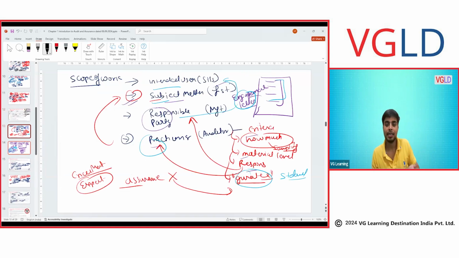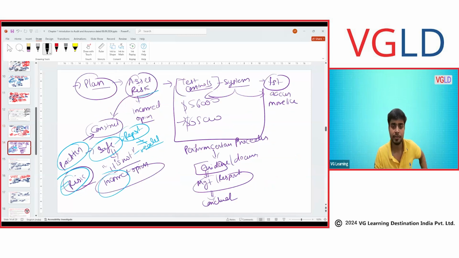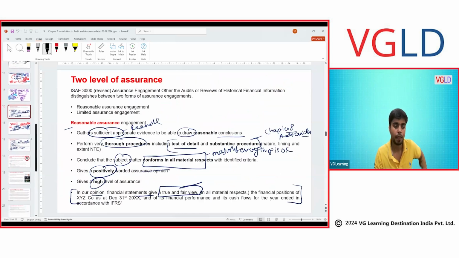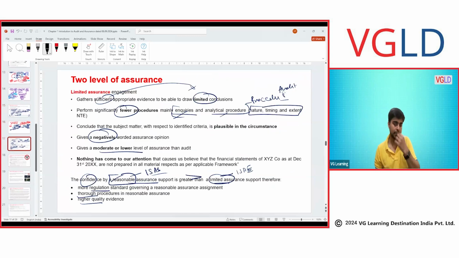Then we discussed scope of work, intended user, subject matter, and responsible party, basically the elements of the assurance engagement. Planning, risk assessment, test of control. Okay, and let me skip this. So these were the last pieces we discussed in the first class, and let's continue from there.